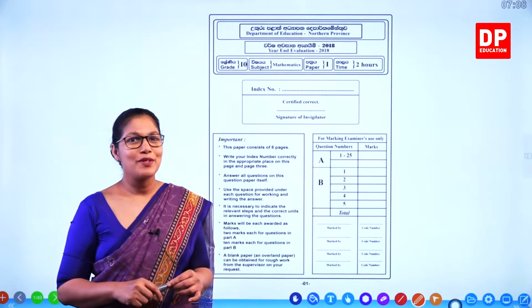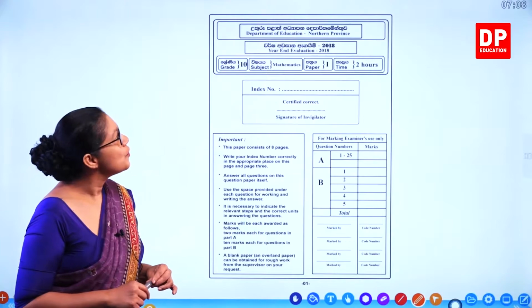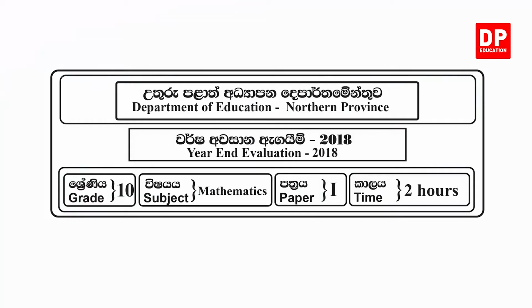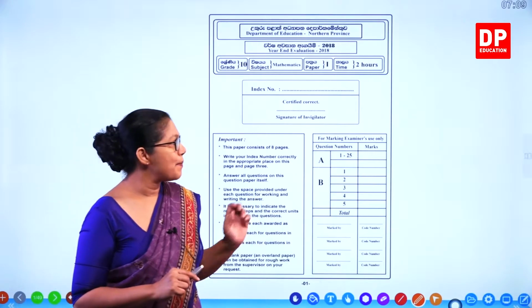Hello grade 10 students. Today I'll discuss another revision sheet with you. That's Department of Education Northern Province Year-End Evaluation 2018. So this is paper 1. You get 2 hours. So you already know there are two parts, part A and part B.